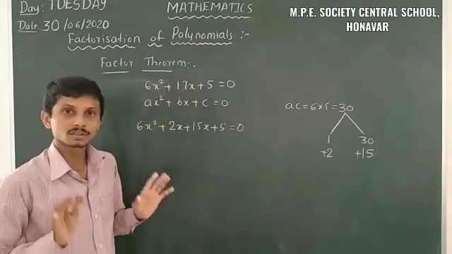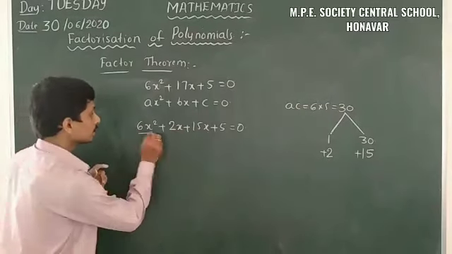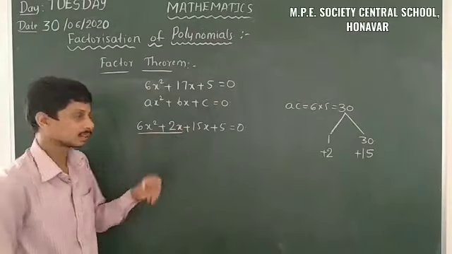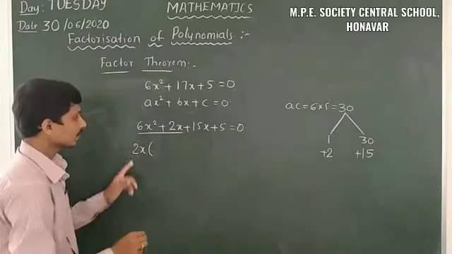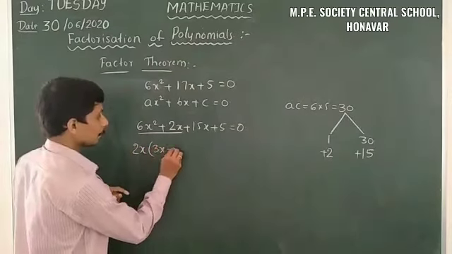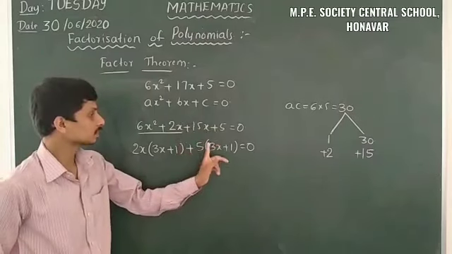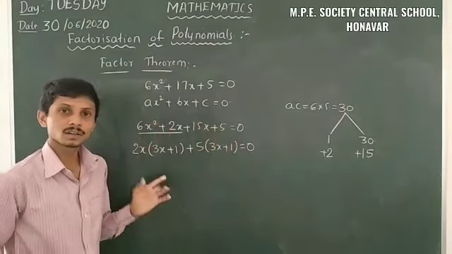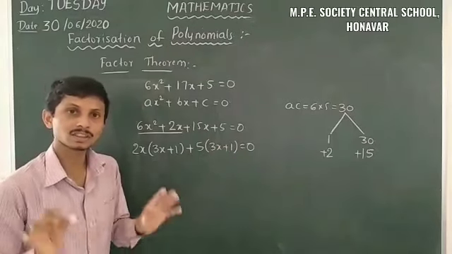So we have to take out 2x from these two terms. We have the common term 2x here. If we take 2x common, what is left is 3x plus 1. Again we have to take out 5, so here 3x plus 1. If you have a doubt, you can check by multiplying these terms. 2x into 3x, 6x square, plus 2x; then 5 into 3x, 15x, plus 5 into 1, 5. So the equation is correct.